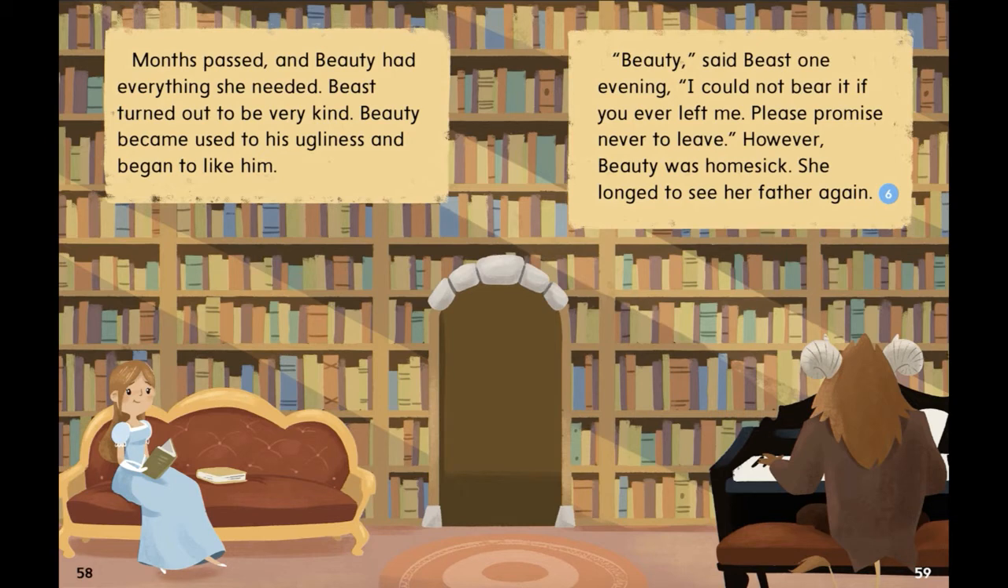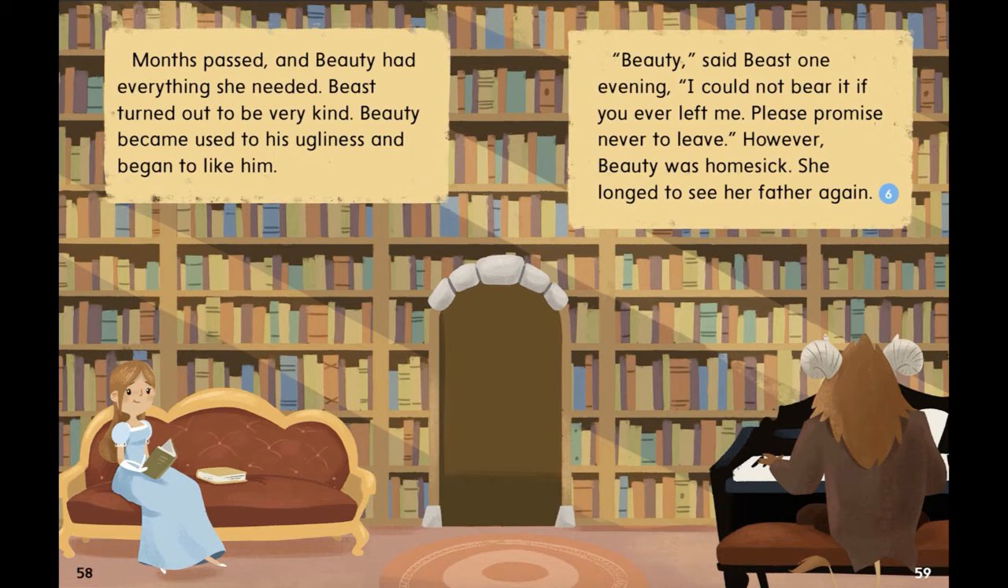Months passed and Beauty had everything she needed. Beast turned out to be very kind. Beauty became used to his ugliness and began to like him. Beauty, said Beast one evening, I could not bear it if you ever left me. Please promise never to leave. However, Beauty was homesick. She longed to see her father again.